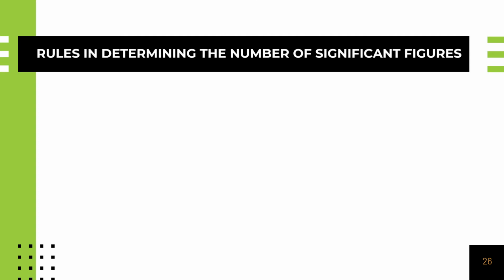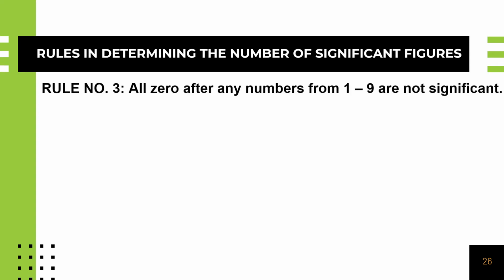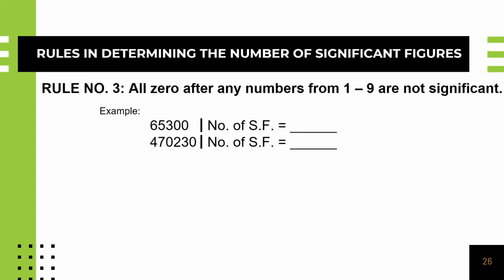Next one, rules in determining the number of significant figure. Rule number 3, all zero after any number from 1 to 9 are not significant. Okay, so lahat daw ng numbers from 1 to 9 tapos nasa dulo, okay, are not significant. Example, 65300, all these digits, yung zero na nandito sa dulo ng mga non-zero digits are not significant. So that includes 3 significant figure.